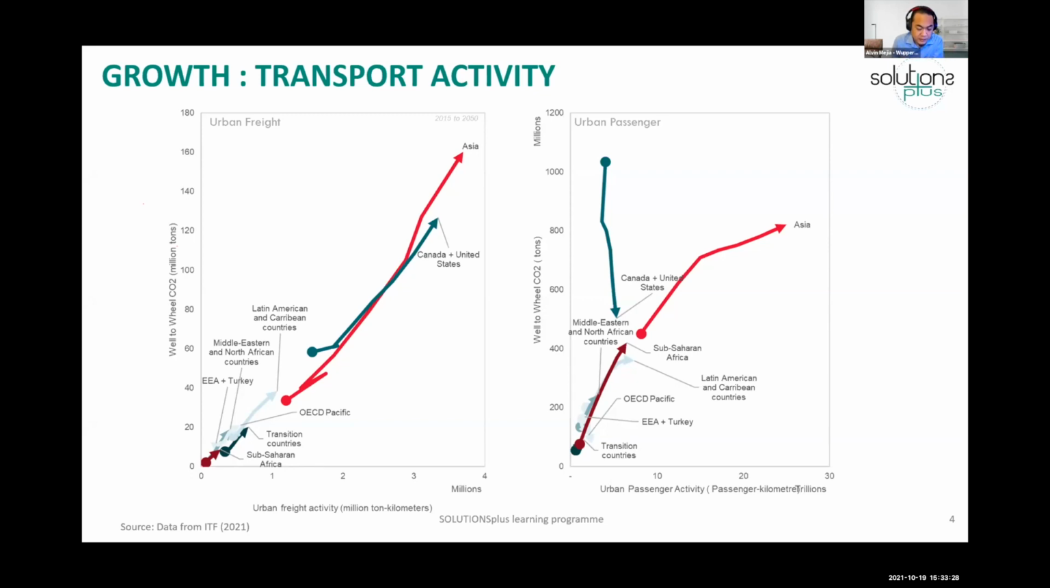The graphs here are based on the figures from the 2021 Transportation Outlook by the ITF. I won't go too much into the details, but you'll see here the projected growth in terms of transportation activity for both urban freight and passenger transport on the horizontal axis and the corresponding CO2 emissions. We'll see some more slides later on this, but essentially in both cases, it's glaring how rapidly the Asian region would contribute in terms of overall transport demand, urban transport demand, and CO2 emissions.